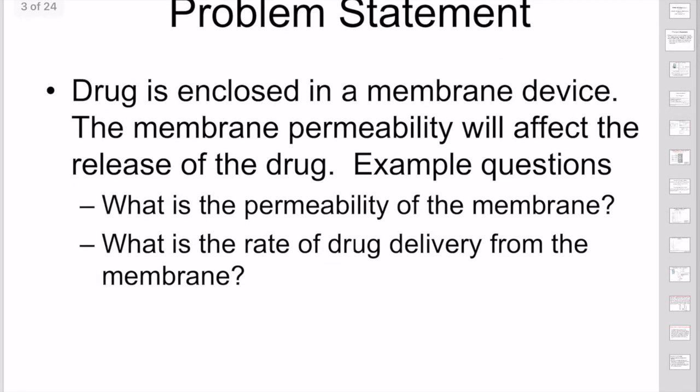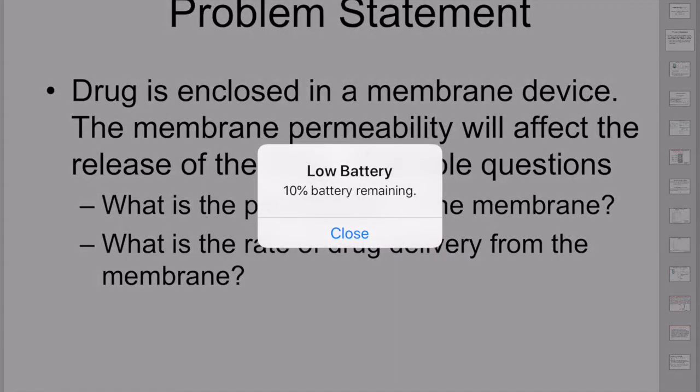Okay, this is an example of the type of problem that we'll be dealing with today, where a drug might be enclosed in a membrane, and the membrane permeability will affect the release of the drug. And so things we might want to look at is, what is the permeability of the membrane, and what is the rate of drug delivery from the membrane? So these are the things we're going to address in this lecture.